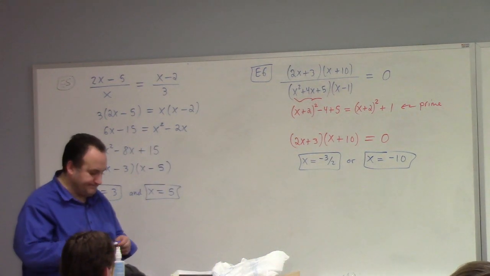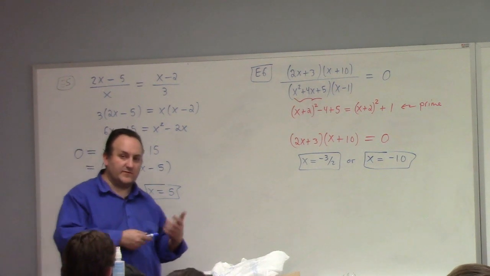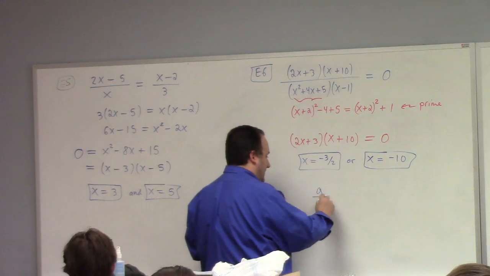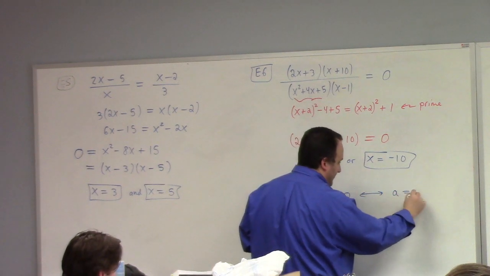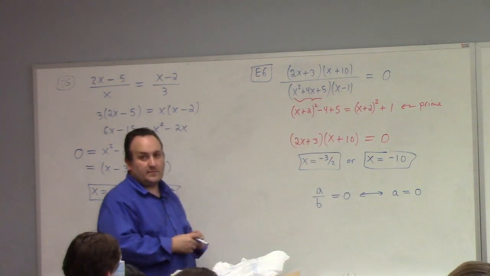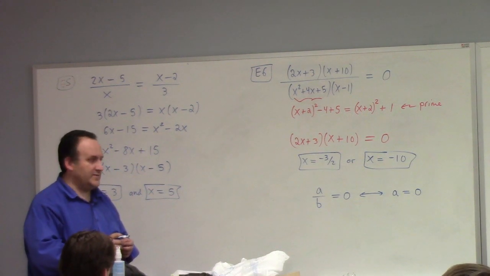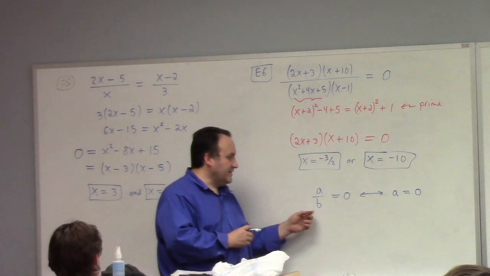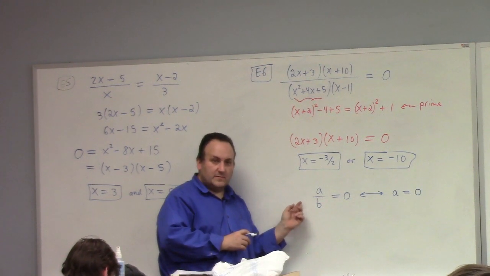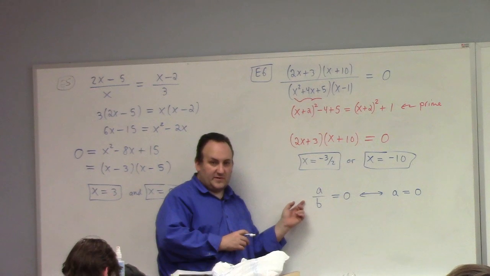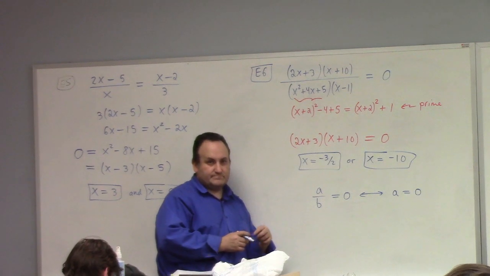Why did you just get to eliminate the whole bottom, including x minus 1? Because the only way for a fraction to be 0 is for the numerator to be 0. If I have a over b equal to 0, the only way that can be true is if a is equal to 0. Would b have to be 0? No, a has to be 0. If I have a fraction where b is 0, it's just undefined. That's a different problem. If I'm just looking for it to be 0, then it suffices for the numerator to be 0. If the denominator is also 0, then it's extraneous.